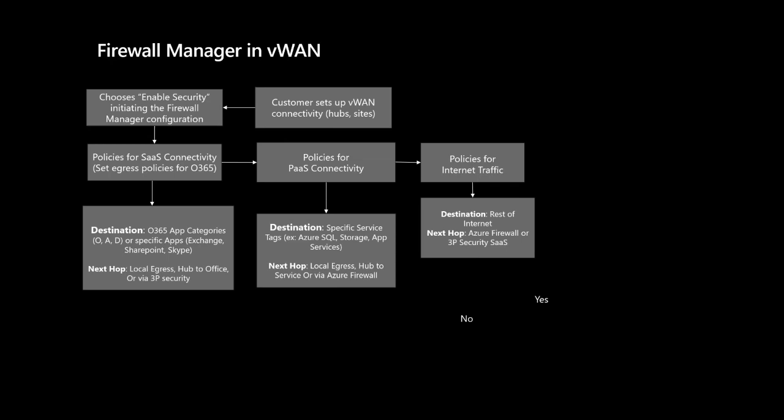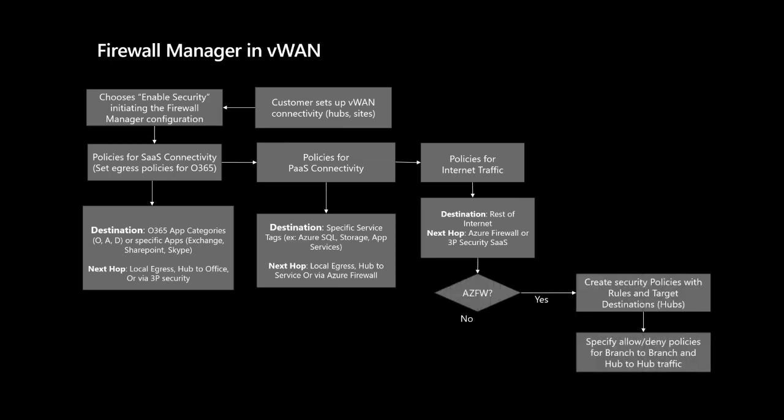The third policy which you can configure is for the internet traffic. And again, in this, you can either use Azure Firewall to direct traffic directly to the internet, or you can configure it to say that internet bound traffic should go through my third party service. And if you say that you want to go with Azure Firewall, then you create the security policies in the Azure Firewall Manager, and you then define what you want to allow.